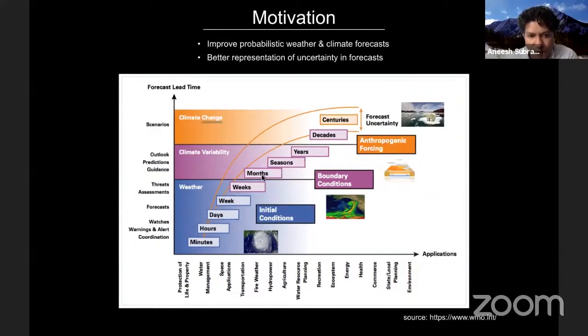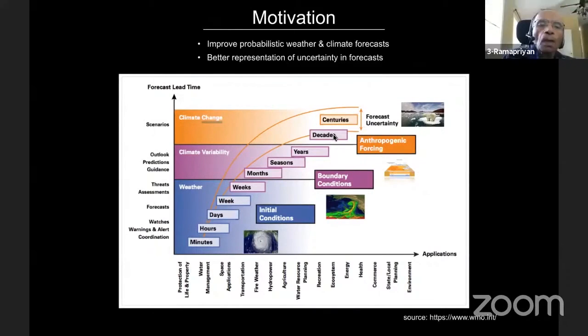Then as we go out further into months and seasons and years, the kind of information that's given out at those timescales is more known as assessments or guidance or outlooks. They come with larger uncertainty, and they are not necessarily a product of uncertainty in initial conditions, but they're also forced by boundary conditions, such as how the Earth's forcing is changing, how the deep ocean is changing. So all of that can contribute to both the signal and the uncertainty on these timescales.